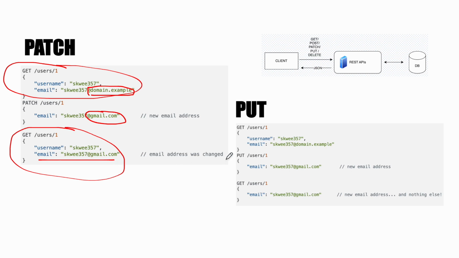Whereas in PUT, if I'm doing the same operation but using PUT instead of a PATCH, the resource gets completely replaced. So if I fetch the resource again after the PUT, I see that the email is updated, but at the same time the username is also gone because the entire resource is replaced. So that's the difference between PATCH and PUT.